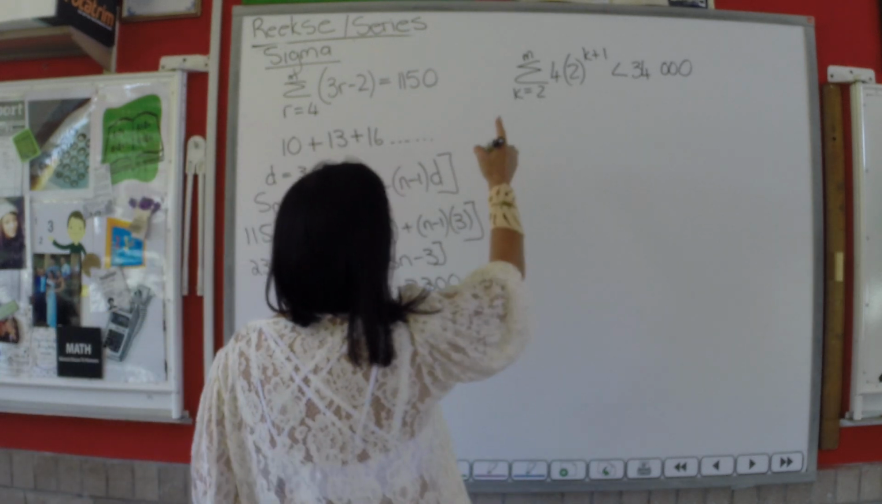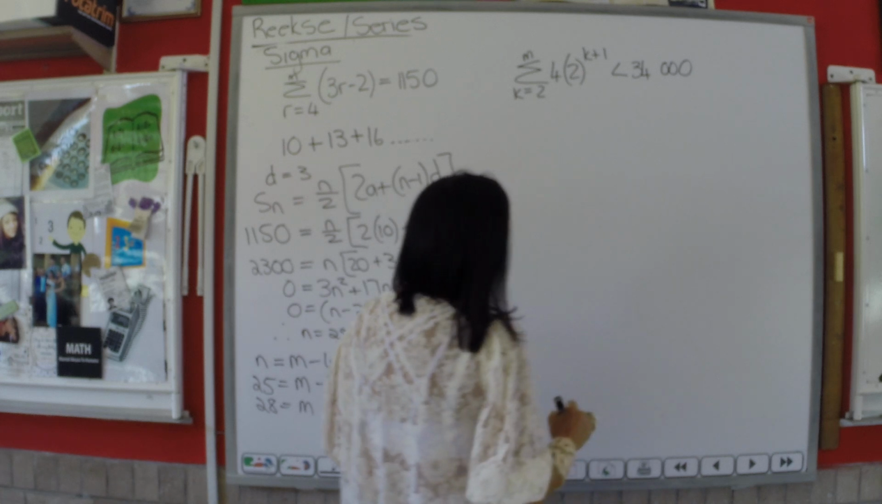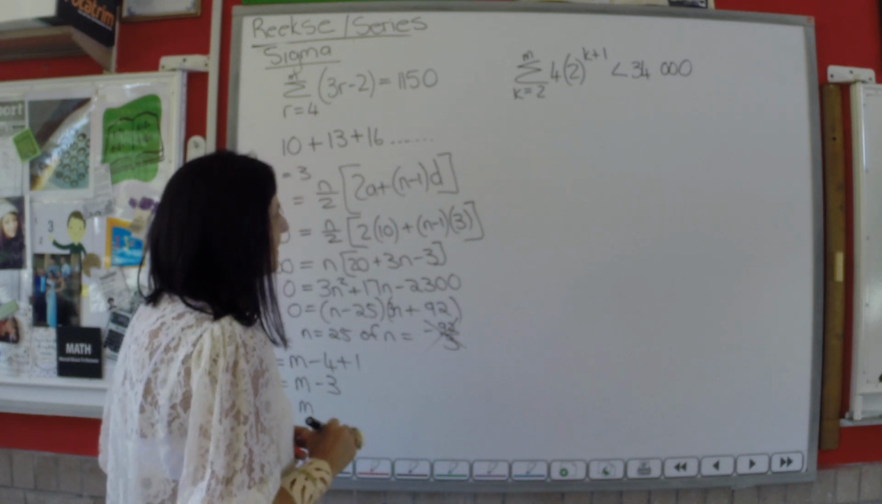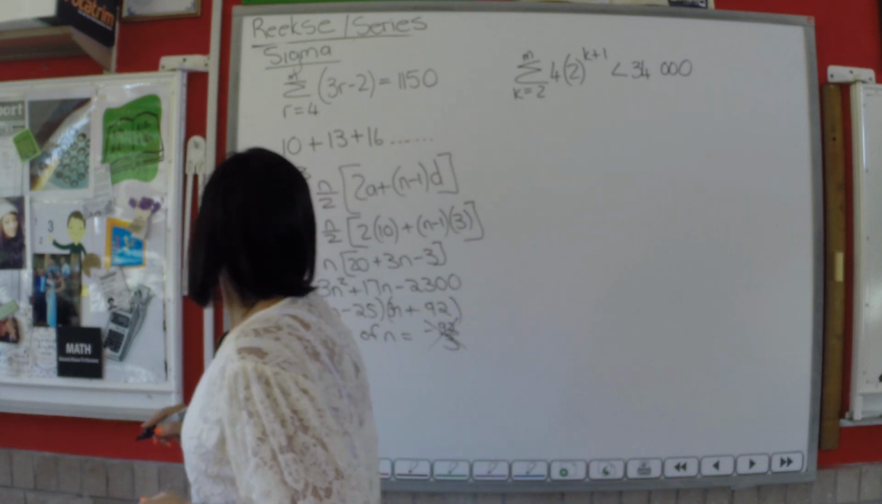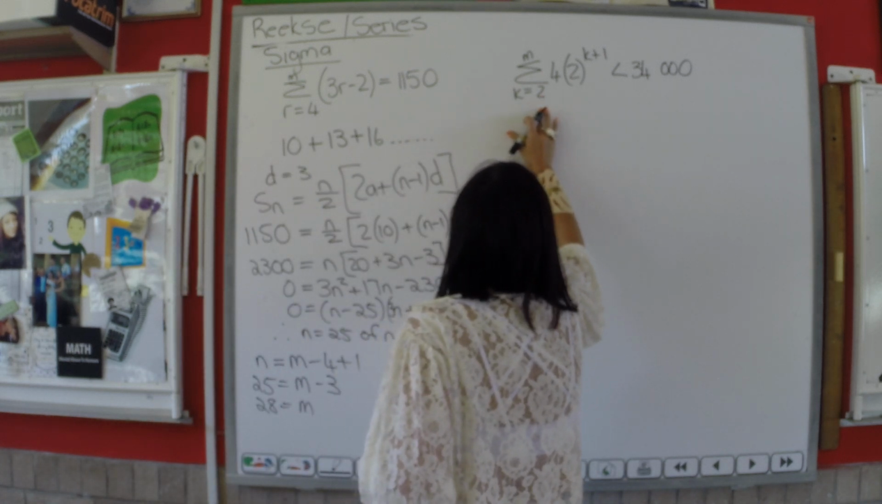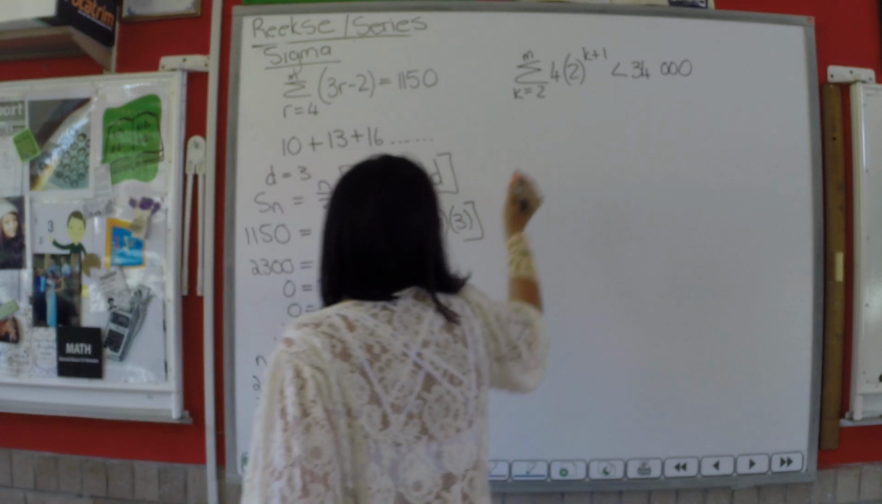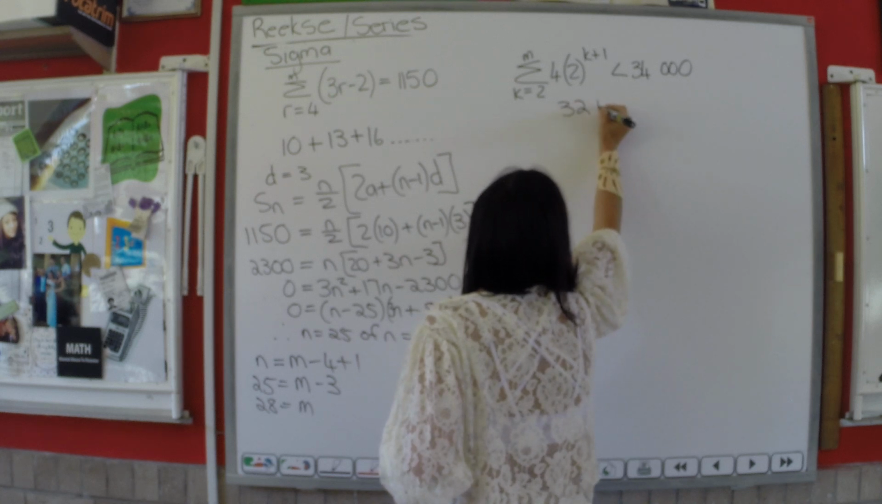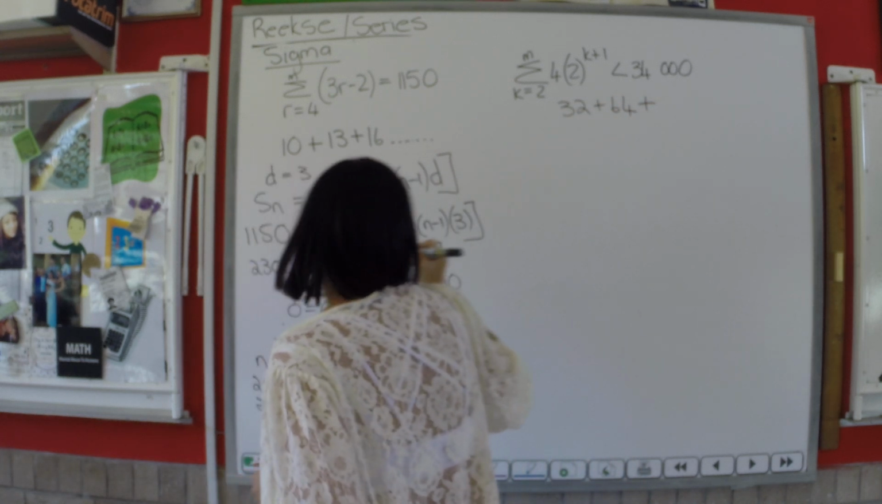Kom ons gaan kyk na hierdie ouetjie. Again, we've got the value of the sum of, but now there's an inequality. But we're first going to treat it as an equality. So let's first write out the first three terms. Ons gaan insit vir 2, 3 en 4. If you do that, you get the first three terms as 32 plus 64 plus 128.